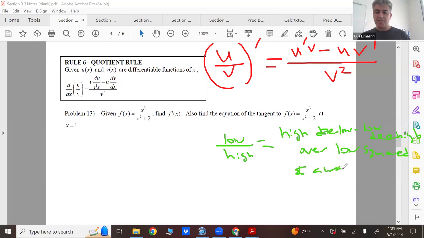Yes, and away we go. Yeah, it's a little rhyme. High d low minus low d high. That helps. If you've talked to any siblings, they probably heard of it. We've taken this class. We're taking calculus. So, over low squared. And away we go. Yes, 100% you have to. What's the point of that? Oh, just make a rhyme.